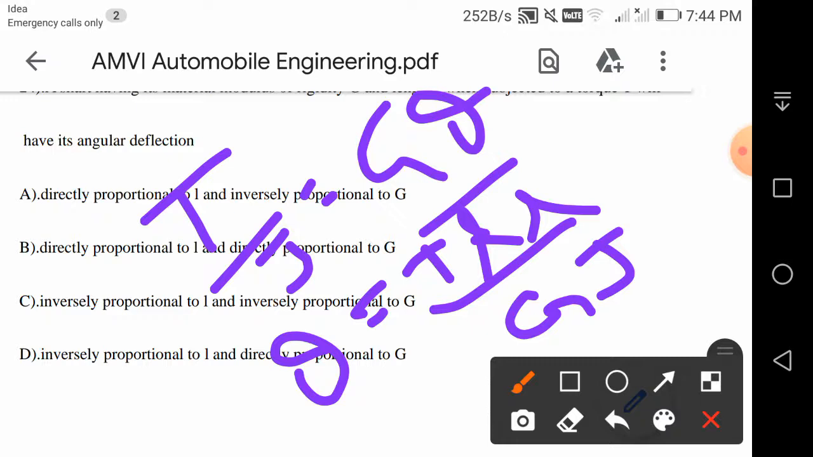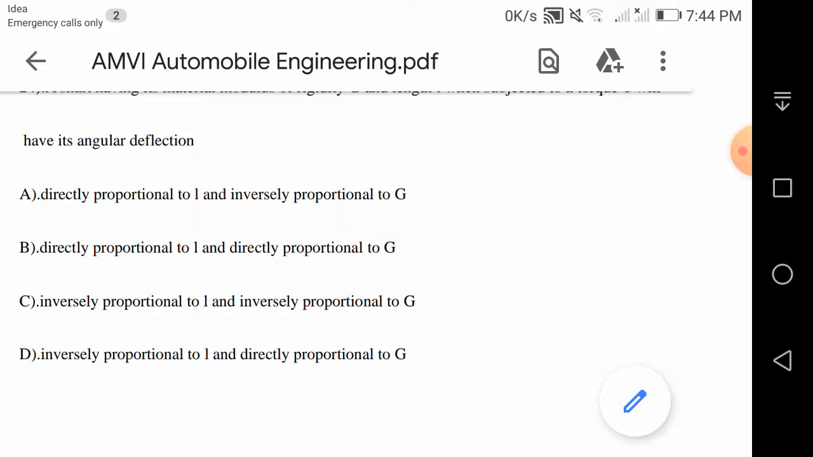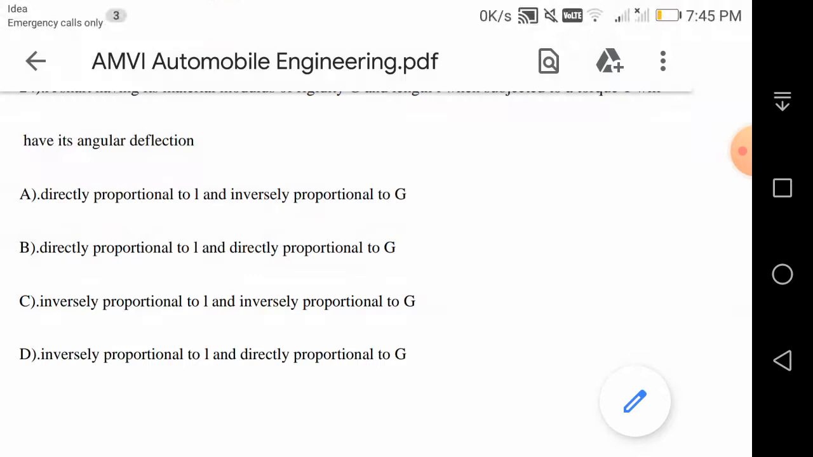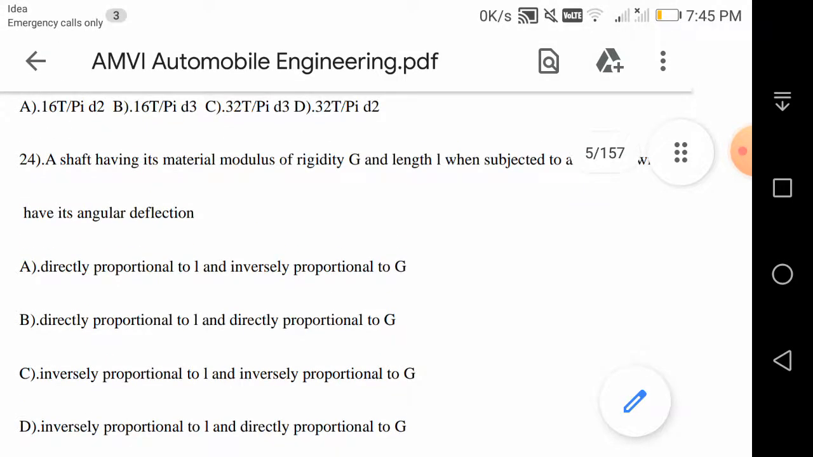So you can easily see from this expression that he is asking for theta. So it is proportional to T and proportional to L and inversely proportional to G and inversely proportional to J. So let us select the correct answer. So yes, what is the correct answer here? By inspecting your equation, you can easily see that A is the correct answer, right? Directly proportional to T and L, and inversely proportional to G and J, right?